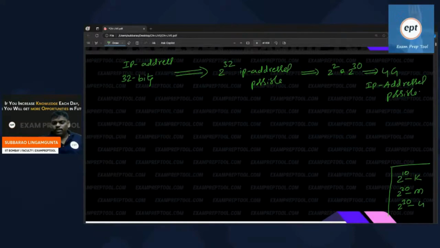Is there any doubt on this? Total IP addresses with 32 bits are 2 power 32, that is 4G IP addresses possible. I think this is also perfect.